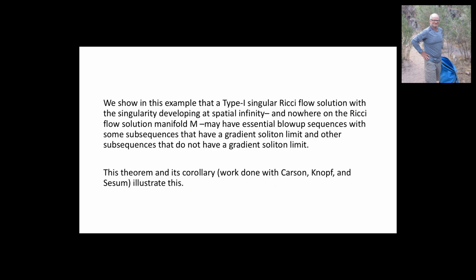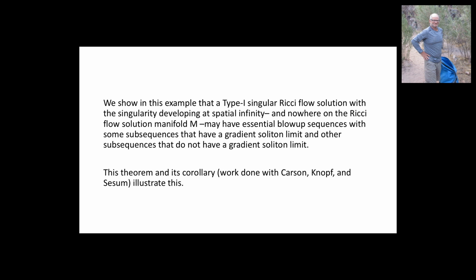So what we can show in this work with Natasa and Dan and Tim is that we can find examples of a type 1 singular Ricci flow solution with the singularity developing at spatial infinity. Moreover, the Ricci flow solution has essential blowup sequences, with some subsequences that do have a gradient soliton limit, and other subsequences that do not have a gradient soliton limit.